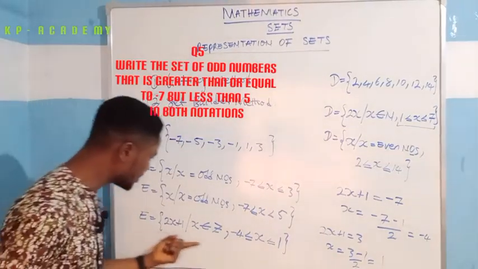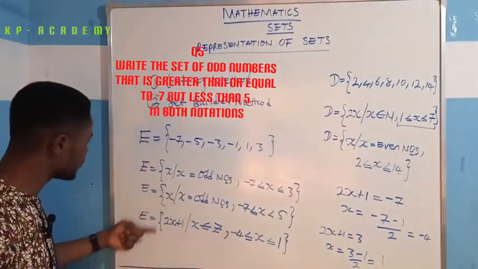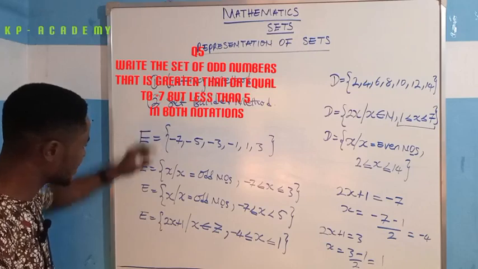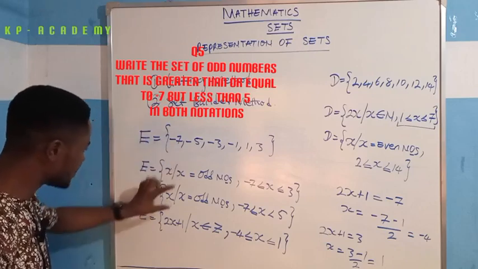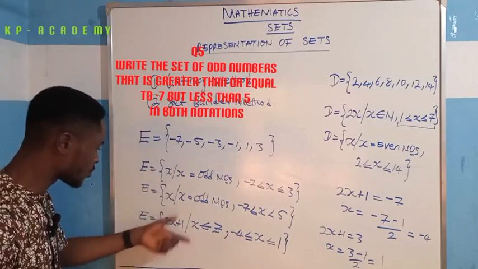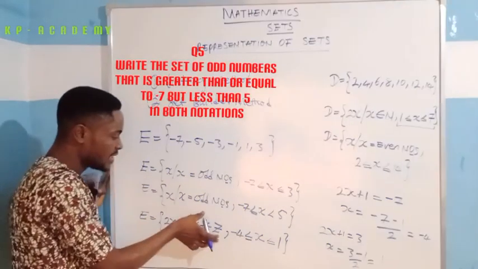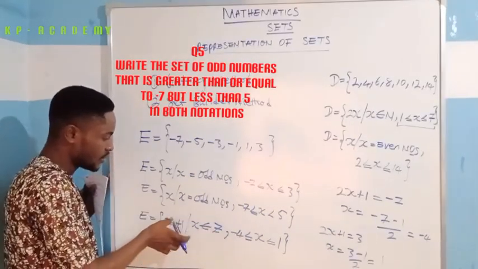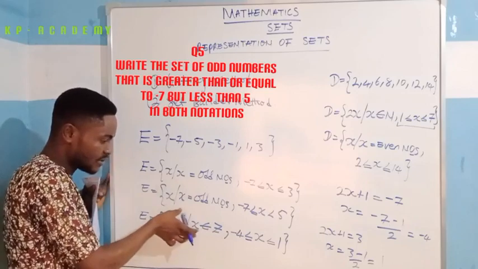I have 3 set builder notations with which this can be represented. If you love the first one, go with it. If you want the second one or even the third one, they are all the same thing. But let me quickly re-explain the third one, because these 3 are the same, like I said.